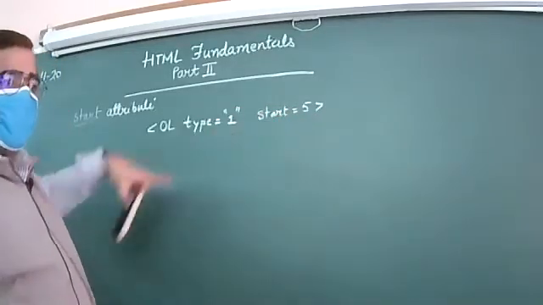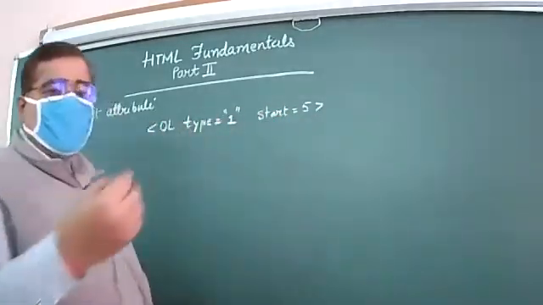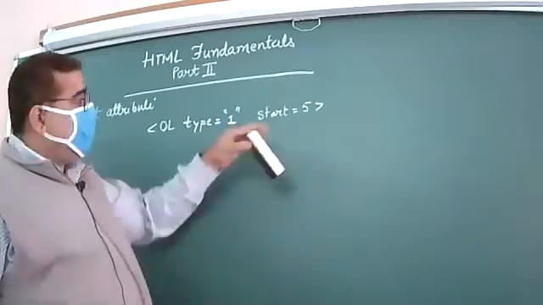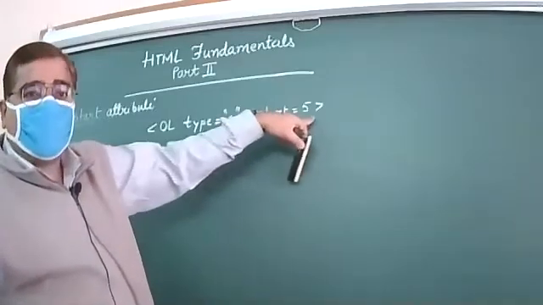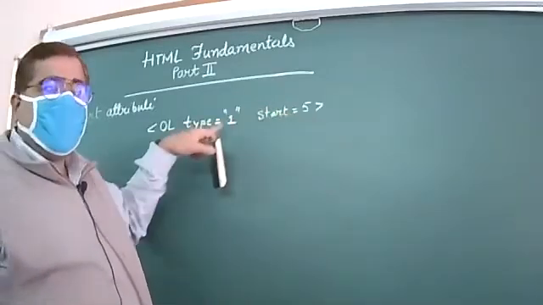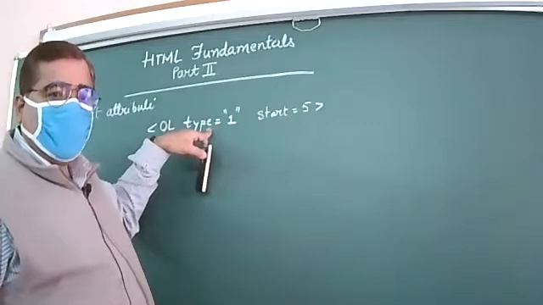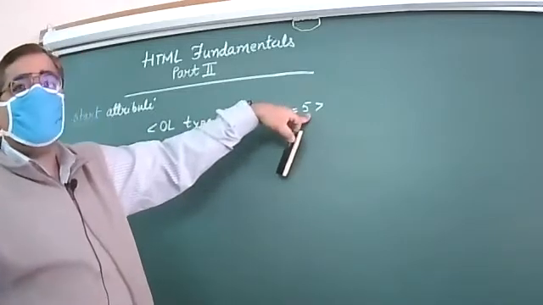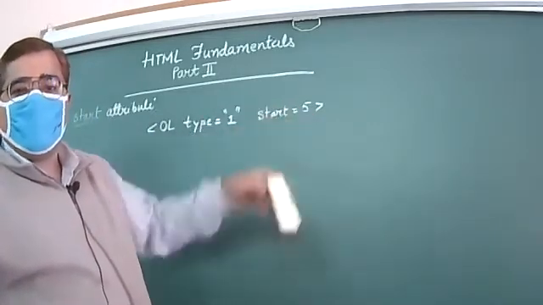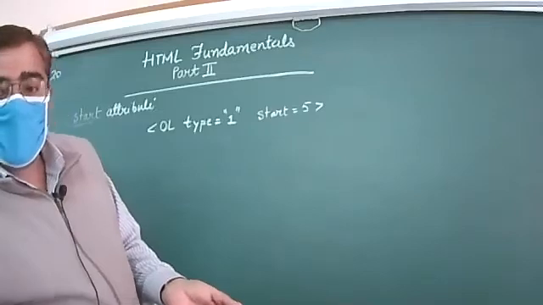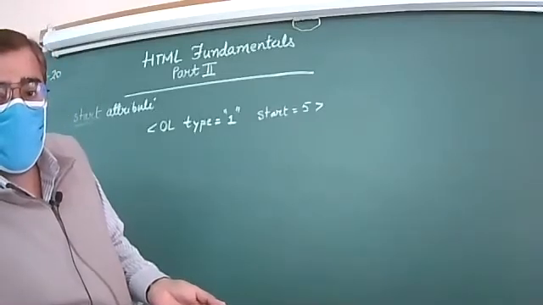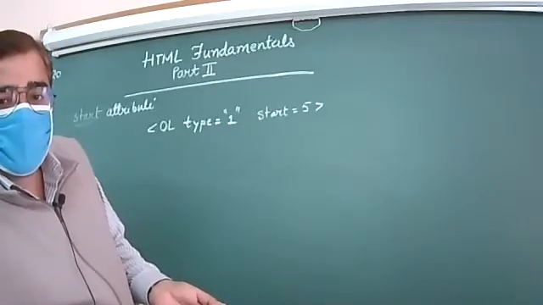Now when you display the list pen, pencil and sharpener, it will start from number 5. The style of the numbering will be 1 2 3, but the numbering will start from 5. Clear? Suppose you want to display as A B C.